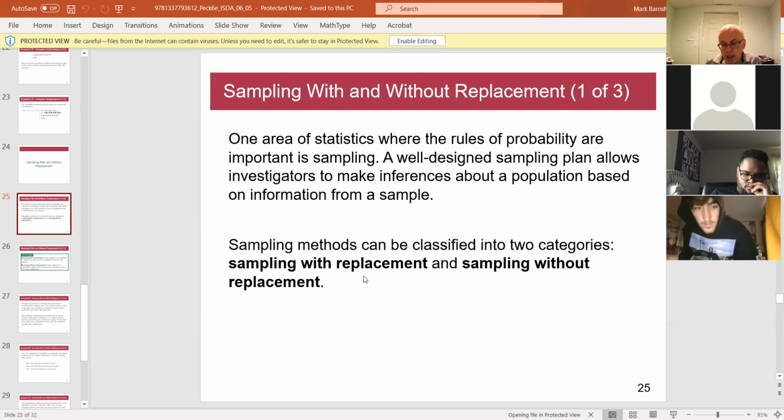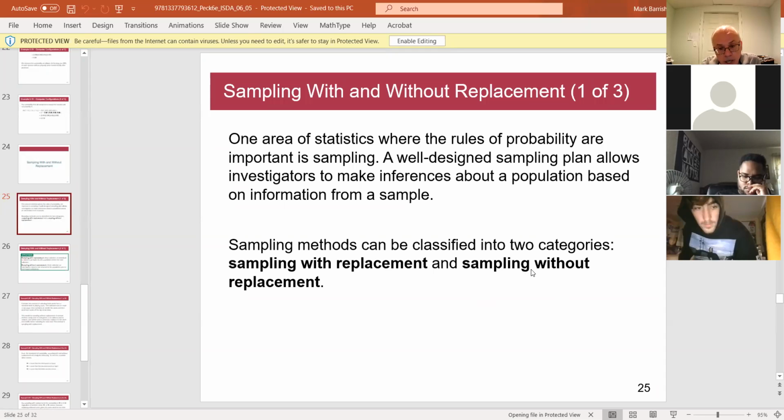If we select one of the balls, it's red, and then we're ready to select another ball. Well, if the number of balls in the urn remain the same, that means that the red ball had to be put back into the urn for it to be the same as before. So that's called sampling with replacement.